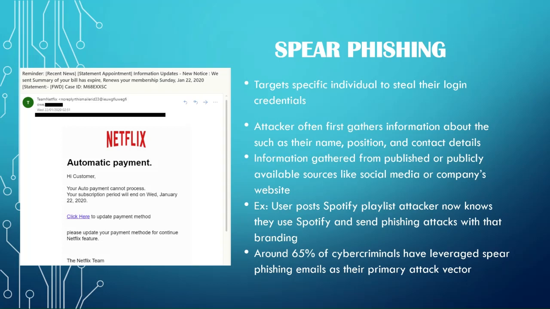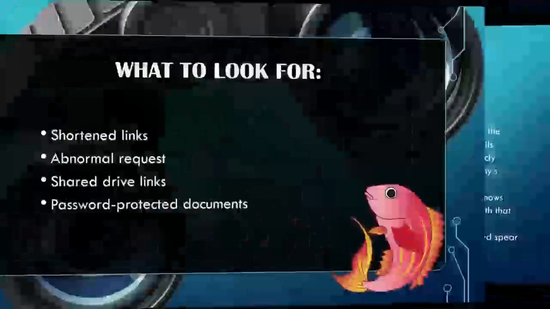Oftentimes, attackers first gather information about the target, such as name, position, and contact details. They get all this information from publicly accessible sources, whether it be Facebook, any type of social media, LinkedIn, or the company website. We found that around 65% of cyber criminals have leveraged spear phishing emails as their primary attack vector. So this seems to be the way that attackers are really having success in phishing attacks.